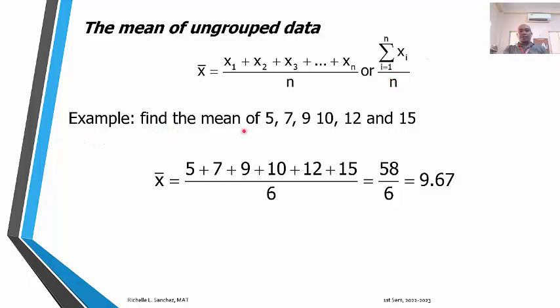For example, find the mean of the numbers 5, 7, 9, 10, 12, and 15. So summation of x, we have to add 5, 7, 9, 10, 12, 15 divided by 6 because there are 6 numbers. So we have 1, 2, 3, 4, 5, 6. And we have 58 divided by 6 and the mean is 9.67. So this is how easy our mean is computed.